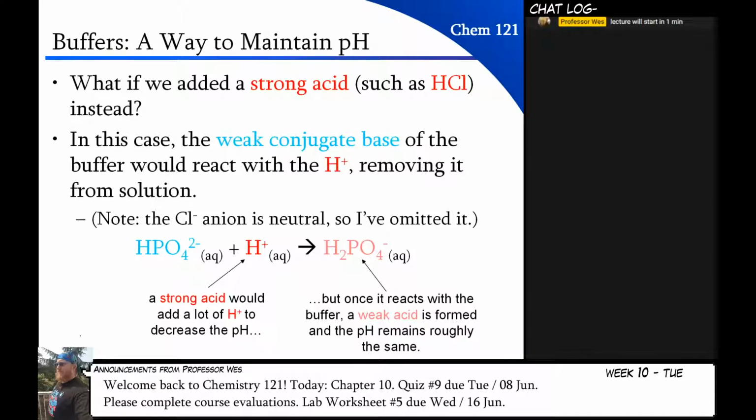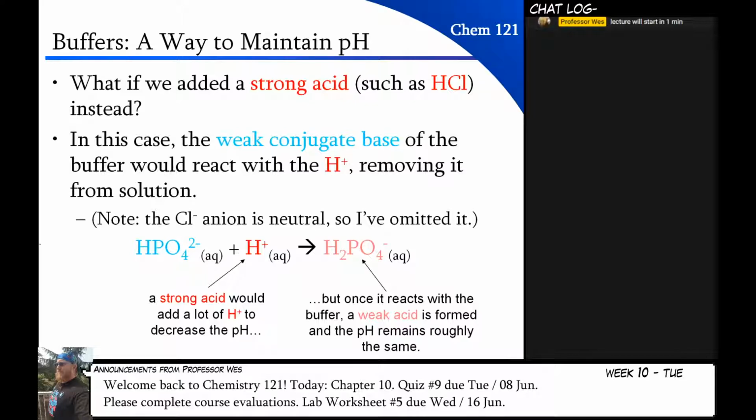So this is how buffers retain pH at a constant or nearly constant level. Any added acid that comes along will react with the basic part of the buffer, creating more acidic part of buffer. Since the acidic part of the buffer is already there, adding more of it doesn't change the pH very much.